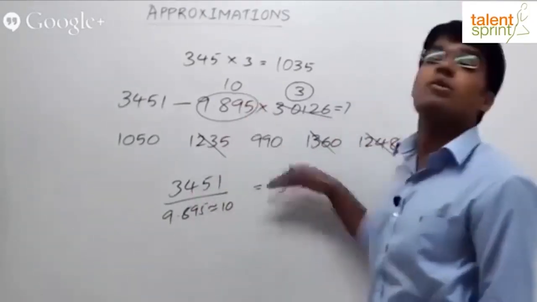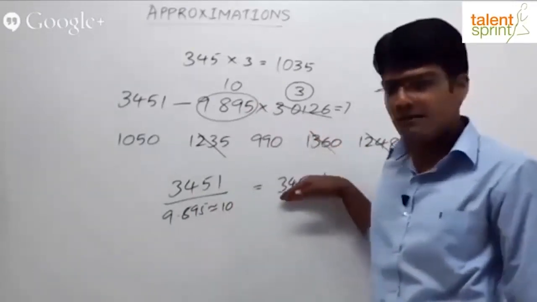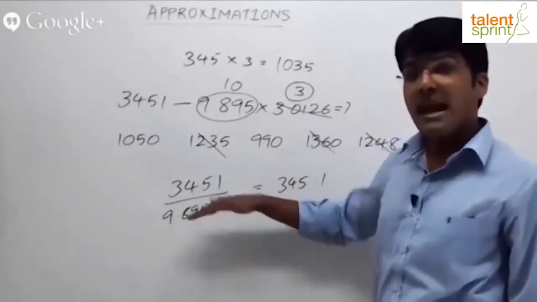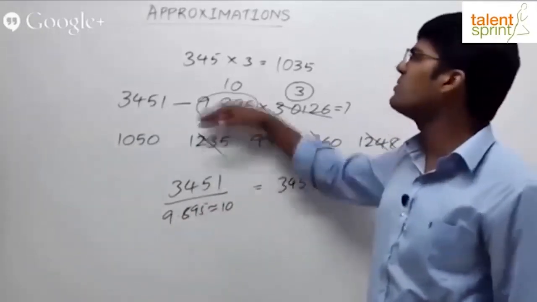That means actual answer should be more than 345. Approximately 345 because approximate denominator is 10. But the actual denominator is less than 10. When the actual denominator is less, actual value will be more than 345. This is more than 345.